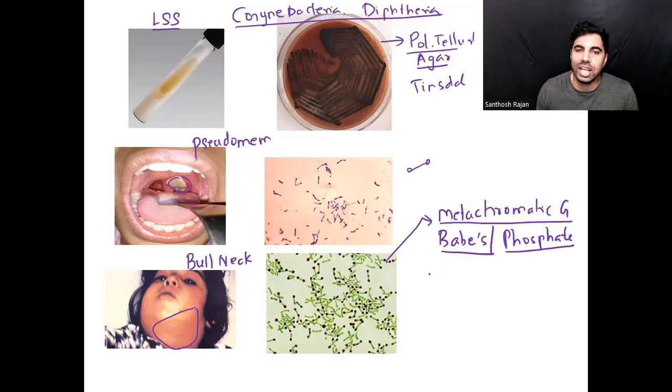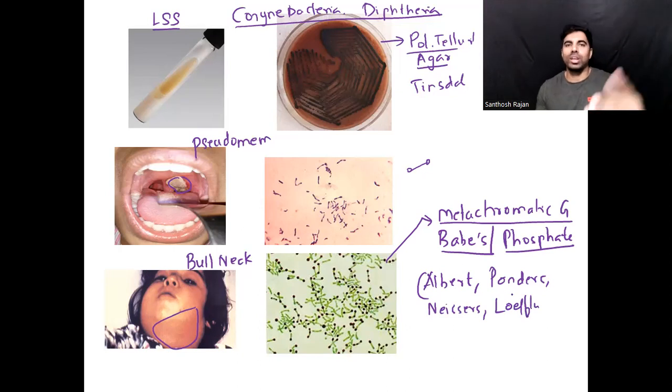So what is the stain? Albert stain, but you have other stains also for staining the metachromatic granules, apart from Albert. The shortcut is PAN: Ponder stain, Albert stain, and then Neisser. Now the new one has been added, Loeffler's methylene blue. Anything Loeffler, I always tell interns not to loaf around in diphtheria. That is a shortcut. So Loeffler's methylene blue. These are the stains for the metachromatic granules, phosphate granules.